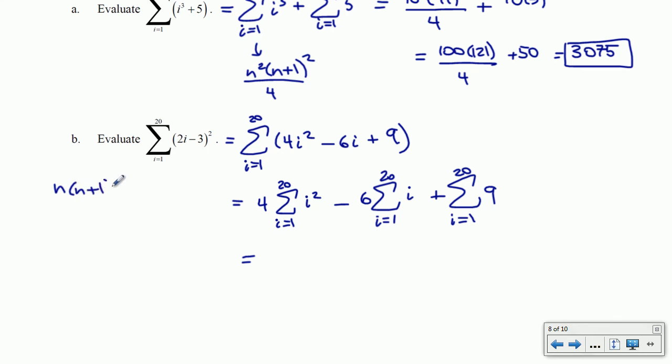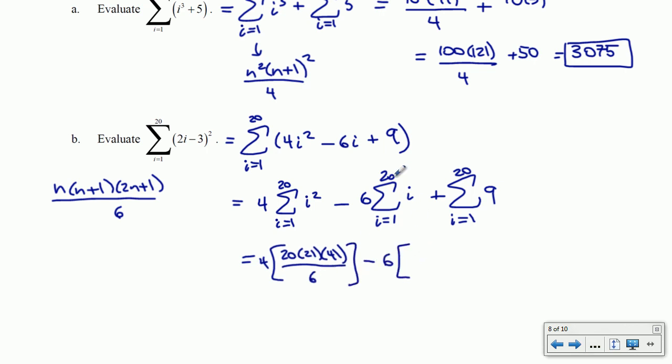So we have an expression for i squared from the first page that was given by n times n plus 1 times 2n plus 1 over 6. And we're going to sub a 20 in there. So we would have 20 times 21 times 41 divided by 6. And then we would have subtract 6.